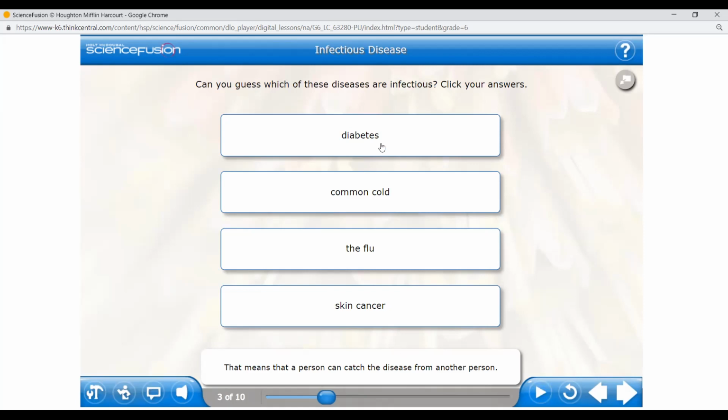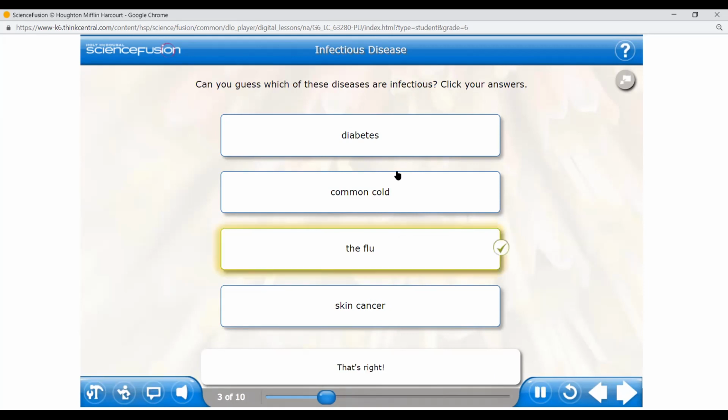Malak, can you tell me which are infectious diseases, which can be caught from other people? Skin cancer and... Okay, if I have skin cancer, does that mean the next person will also get skin cancer? No. Skin cancer is non-infectious. Infectious means you get it from another person. Yeah, you can get the flu.